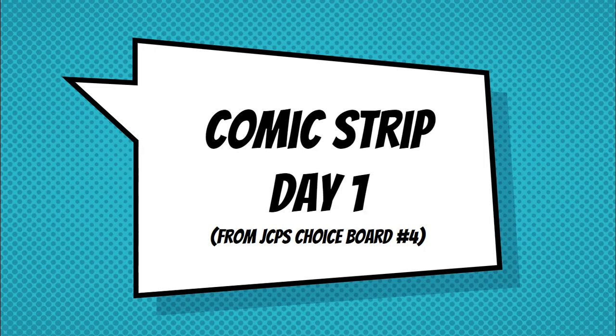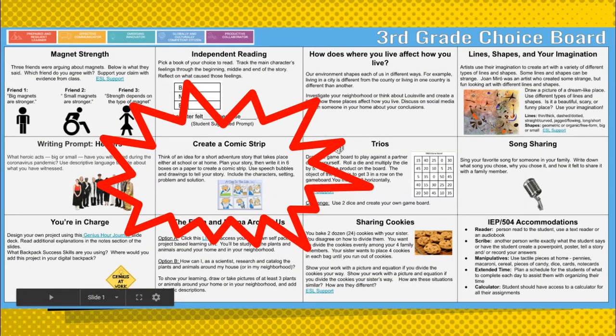This is from JCPS Choice Board number 4. The task says, create a comic strip. Think of an idea for a short adventure story that takes place either at school or at home. Plan your story, then write it in 6 boxes on a paper to create a comic strip. Use speech bubbles and drawings to tell your story. Include the characters, setting, problem, and solution.